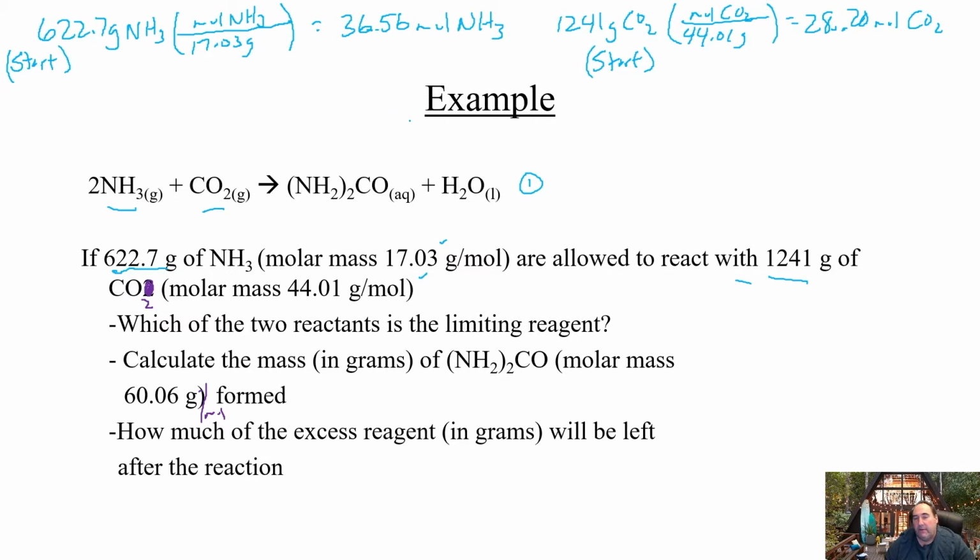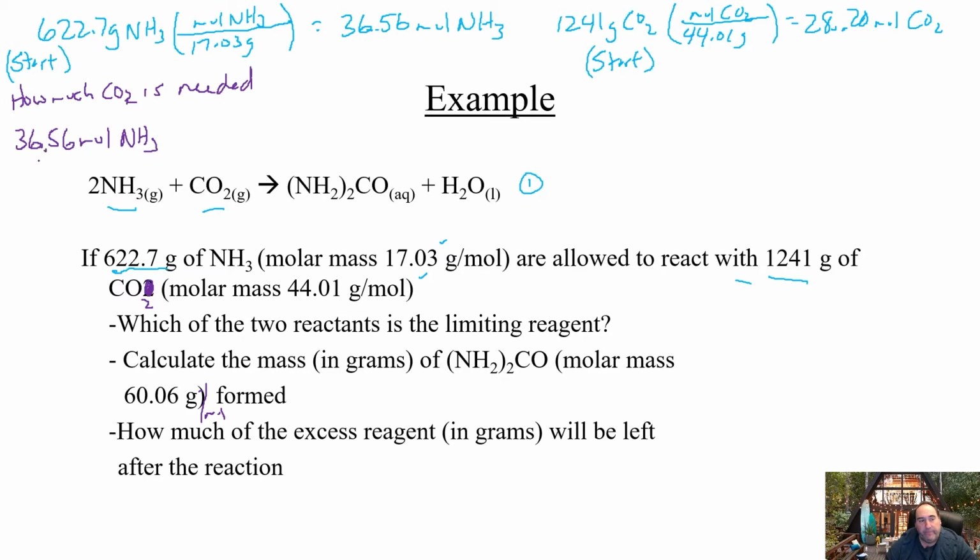And because we do know that it is a limiting reagent problem, we're going to do our calculation. In this case, I'm going to figure out how much CO2 is needed to use up all of my NH3. So I'm going to start out with my NH3, which is 36.56 moles of NH3.